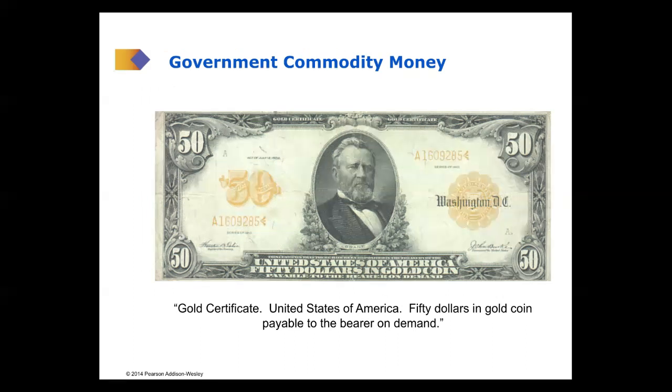Then the government also created money. Here, this is government commodity money. So instead of the private bank issuing the paper, it's a government bank that's issuing the paper. And this is a gold certificate, and it's also a commodity money. $50 in gold coin is payable to the bearer on demand, meaning that if you have this piece of paper, then you go to the government bank, you can get $50 of gold. Similar to if you had private commodity money. So the government commodity money and the private commodity money functioned in a very similar way.